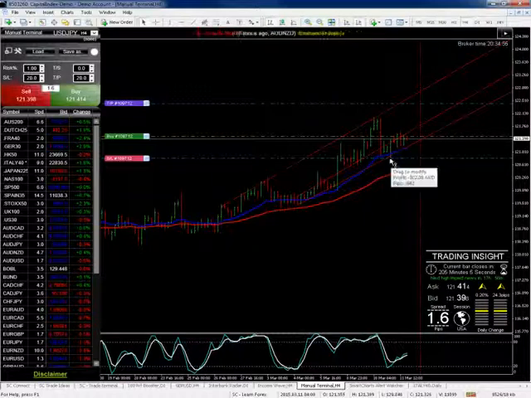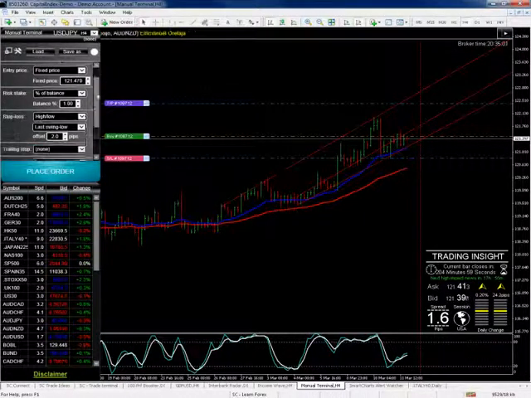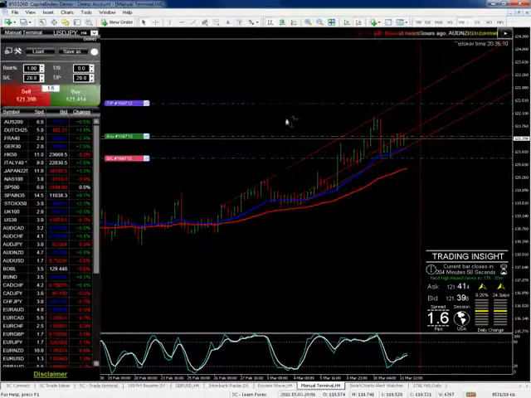Stop loss below the previous swing low, and the target is just above a 1 to 1 reward to risk ratio. It's actually a 1.5 to 1 reward to risk. And what I've done is apply a bit of discretion here. So based on my analysis, I decided to put a 1.5 to 1.